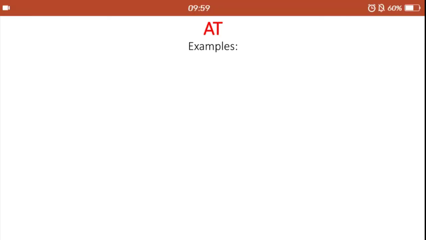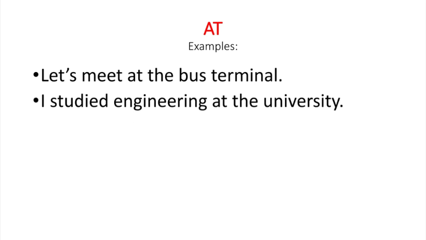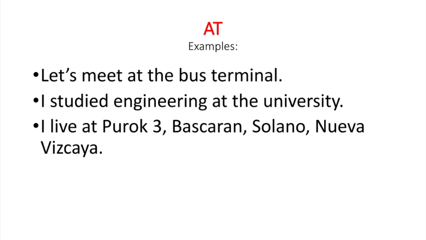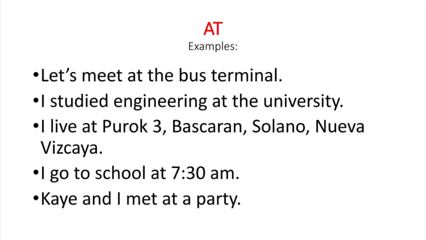For the preposition at, you use this when you are indicating complete addresses, events, public places, or specific places or points in space. You also use this to indicate time. For example, let's meet at the bus terminal. I studied engineering at the university. I live at Porok 3, Baskaran Solano, Nueva Vizcaya. I go to school at 7:30 a.m. Kay and I met at a party.